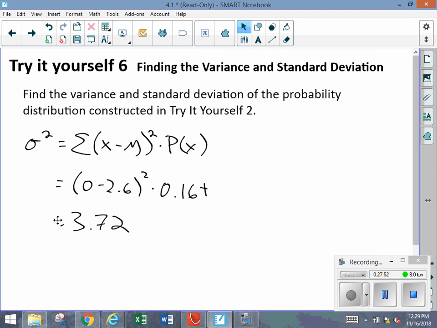What then is our standard deviation? If the variance is 3.72, how do I get the standard deviation? What are you going to do? It is squared, so then you are going to, you said it. Yeah, you're going to take the square root.